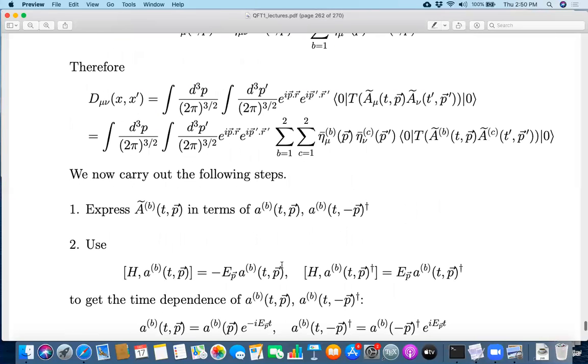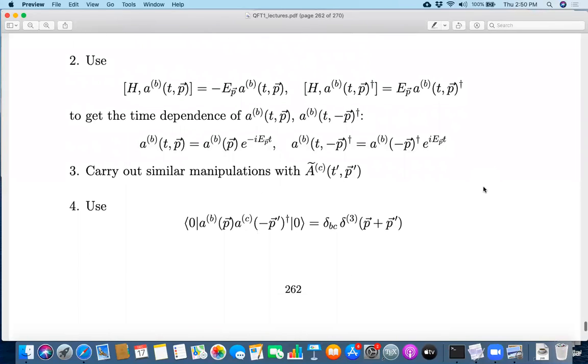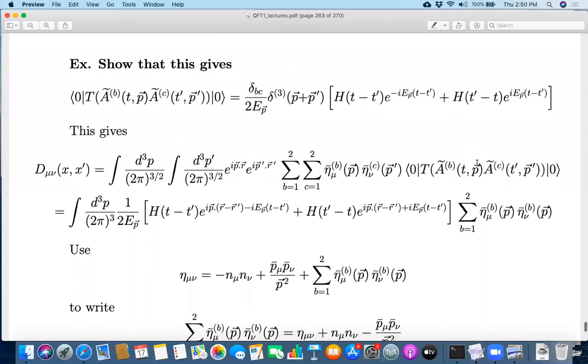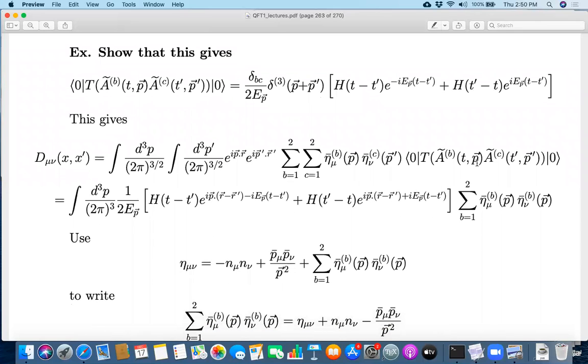So using this, we can basically simplify this. Substitute for A tilde B and A tilde C in terms of AB, AB dagger and AC, AC dagger, and then just carry out the manipulation. Are there questions? Okay. So at the end, this is what we get. This is a straightforward exercise.